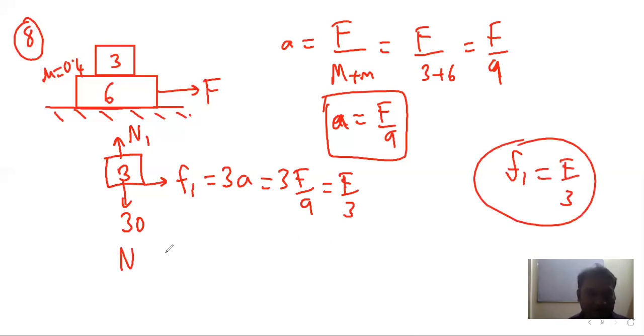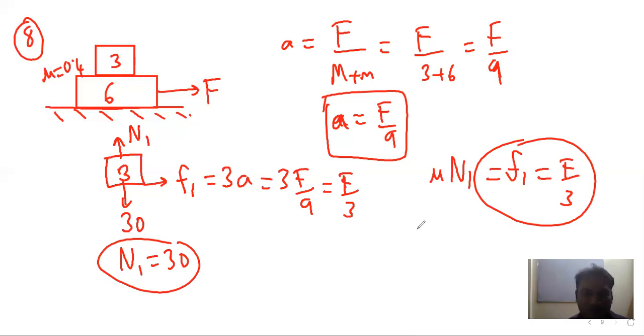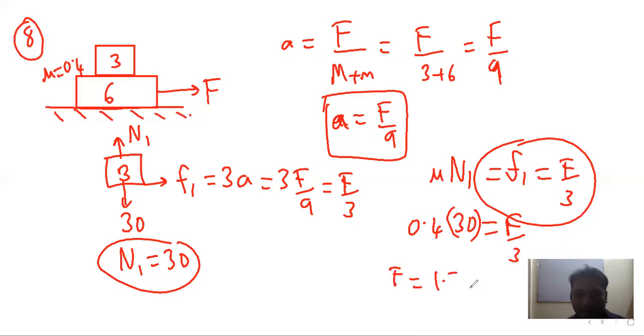N1 normal reaction is 30. So friction is mu N. Mu into N1, so mu, which is 0.4, into N1, which is 30, is equal to F by 3. So from this, F comes out to be 1.2 into 30, which is 36 Newton. So the maximum applied force for which the two blocks move together is 36 Newton.